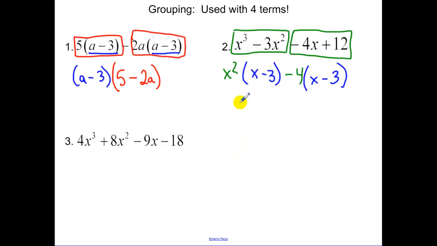Okay, so what's common in both those terms? X minus 3. And then what am I left over with? I'm left over with x squared minus 4. Now be careful. You're not done yet, because x squared minus 4 can still be factored. That's a difference of two squares.